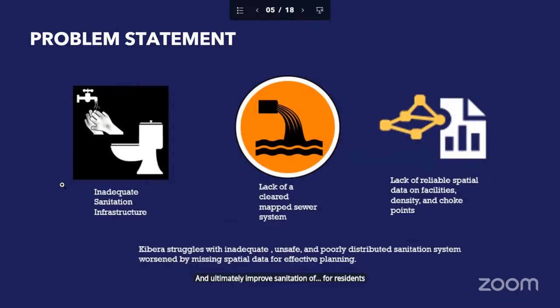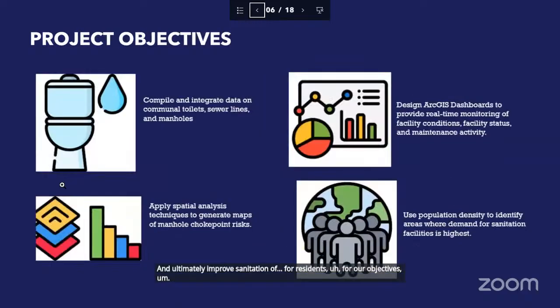For our objectives, we have four main objectives. First, compiling and integrating data on communal toilets, sewer lines, and manholes so that everything is captured in one place. Second, we are applying spatial analysis to map out manhole choke point risk so we know exactly where blockages are most likely to happen.